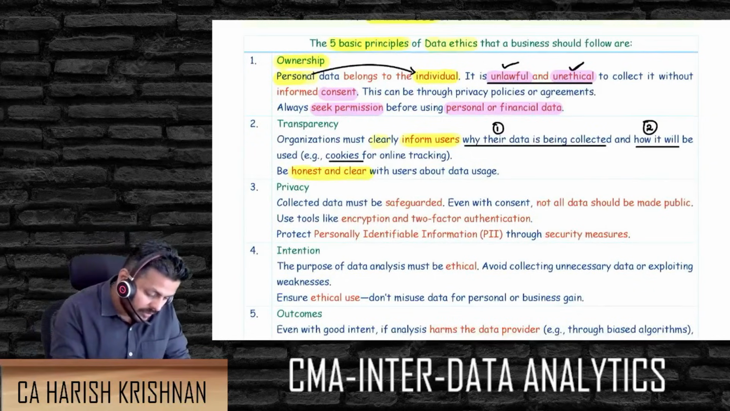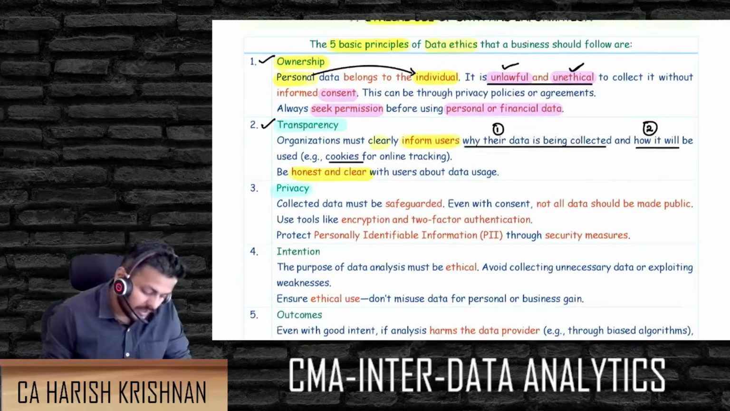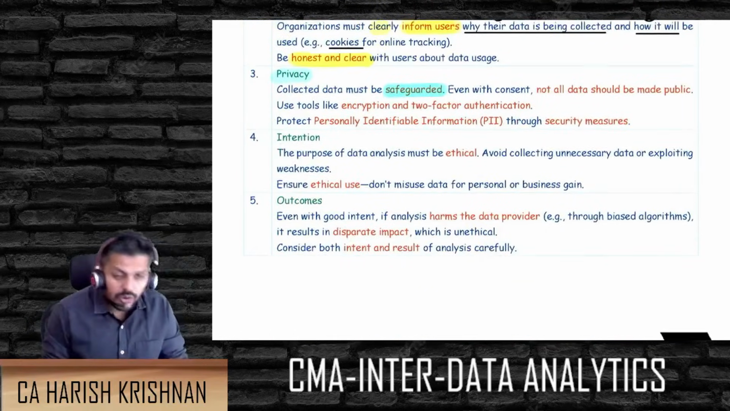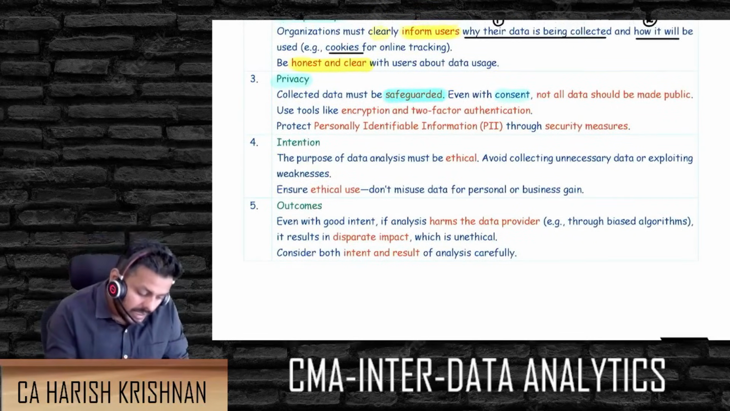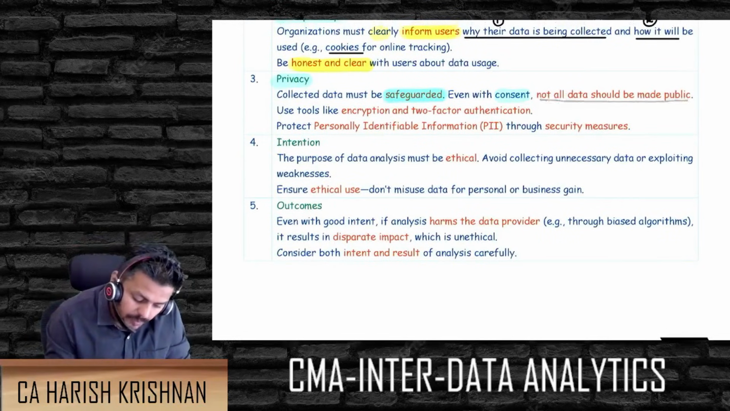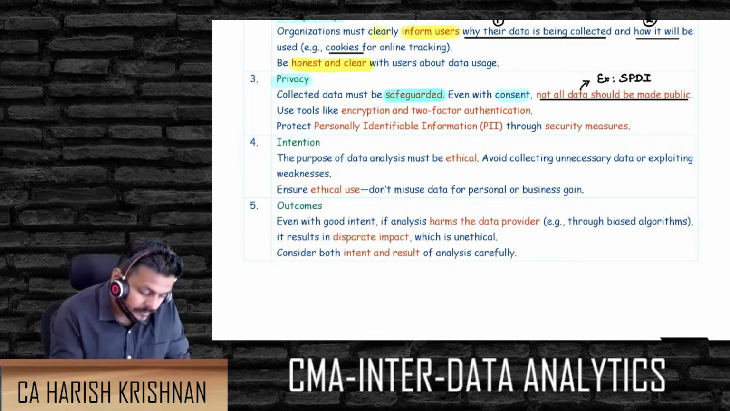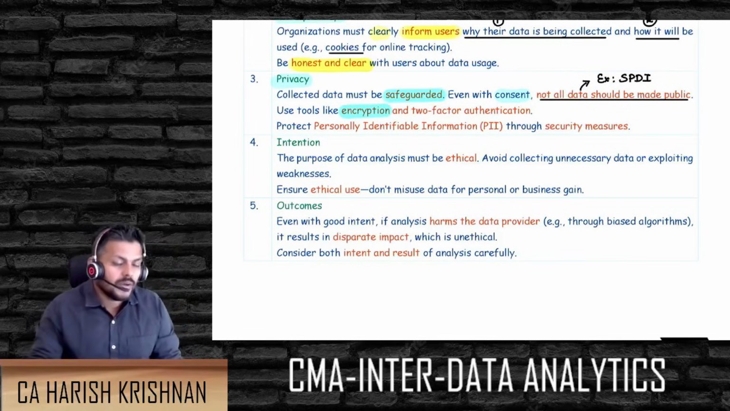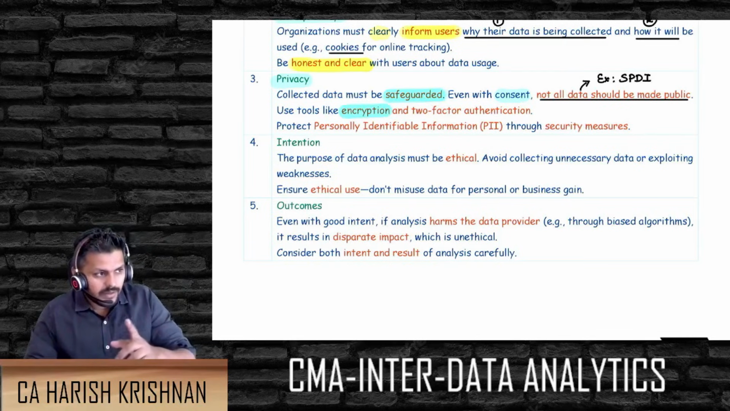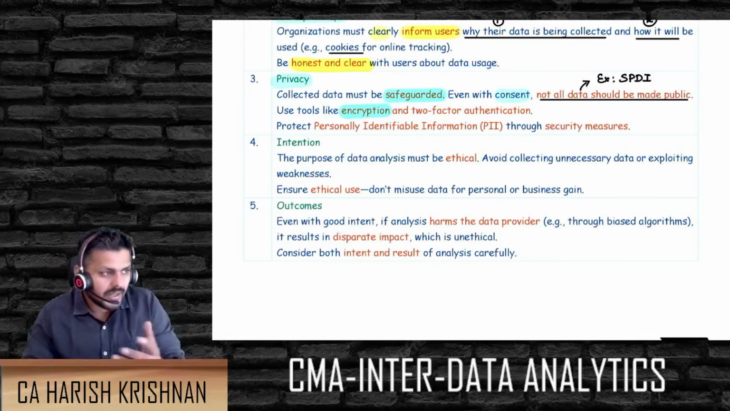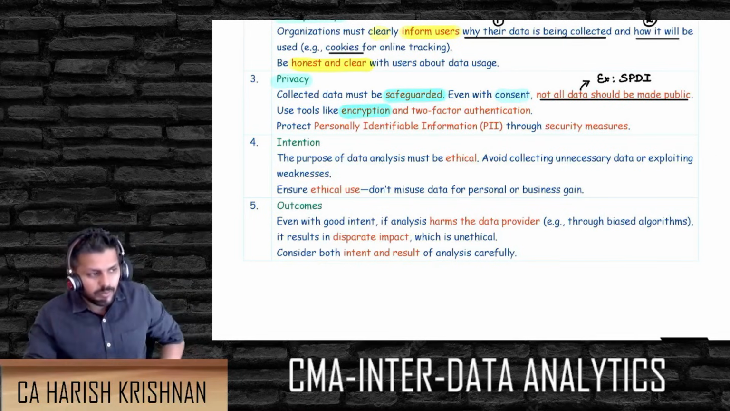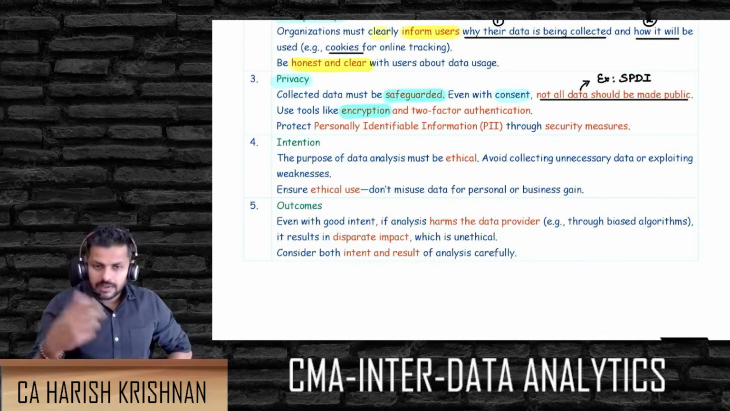Right, so ownership is clear. The first point, transparency, we have discussed, that is also clear. Now coming to the third point, privacy. Collected data must be safeguarded, as I just told you. You might have collected it with consent, no problem. Even with consent, not all data should be made public. That is, for example, SPDI. Use tools like encryption. I hope all of you know what encryption is. If you don't, encryption and decryption are two possible methods. Encryption is a method whereby you convert plain text into cipher text, meaning you convert normal text into codes.